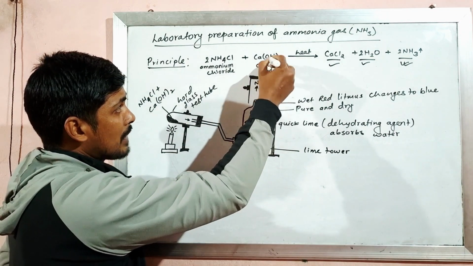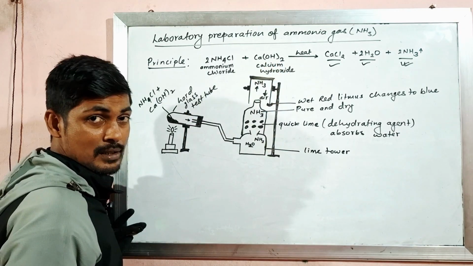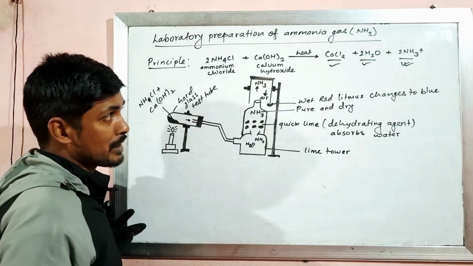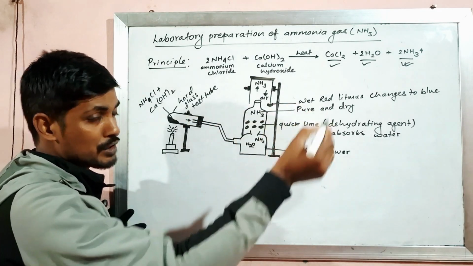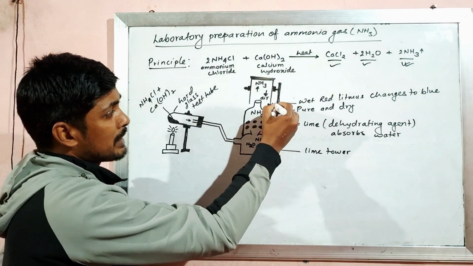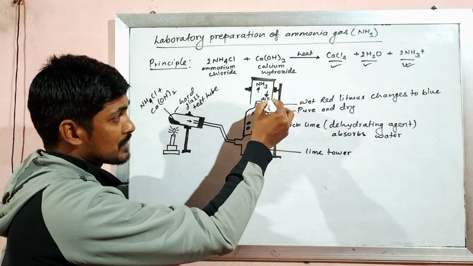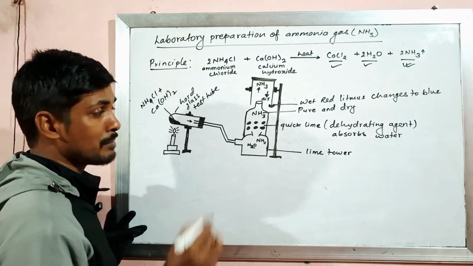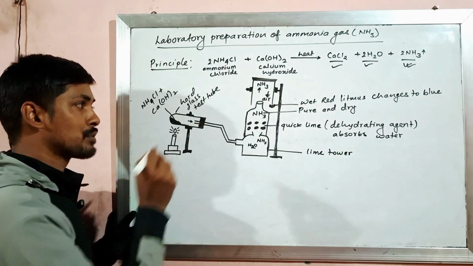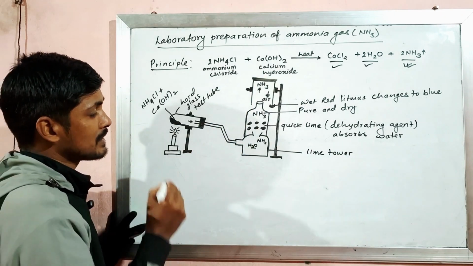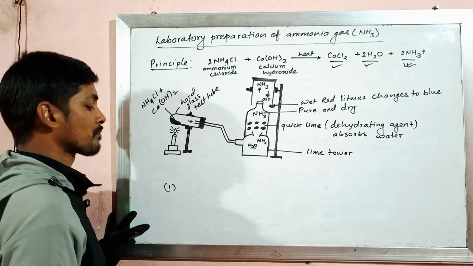Here you can see in the lab preparation of ammonia gas we use calcium hydroxide which is a base, and since ammonia is prepared from a base, it is basic in nature and basic things turn red litmus to blue. So whenever this wet red litmus changes to blue, then we have to understand the jar is full of ammonia gas. Now after the jar becomes full, we have to check whether the gas in the jar is ammonia or not. So how do we test?